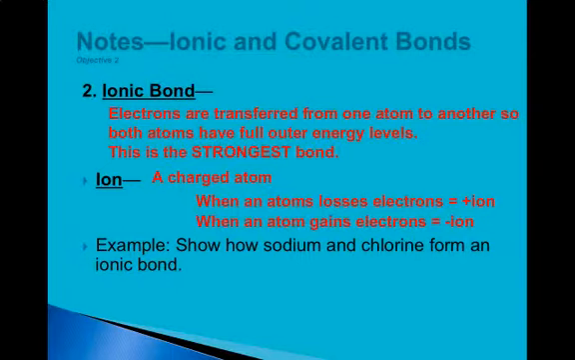This is important because negative and positive is attracted to each other. That's how the ionic bond occurs: when there's a positive ion and a negative ion, they're going to attract to each other like a magnet and create that bond.